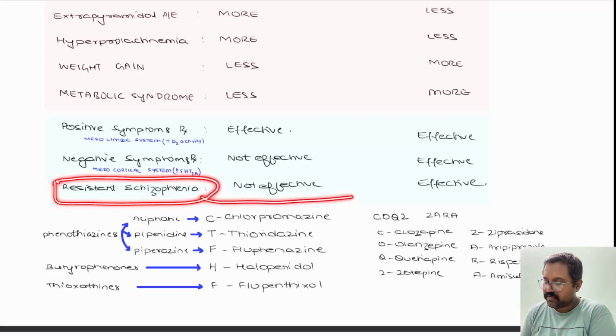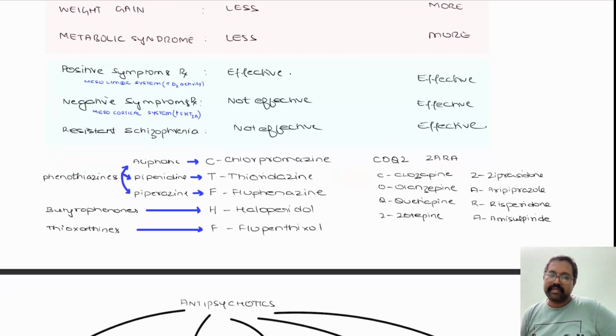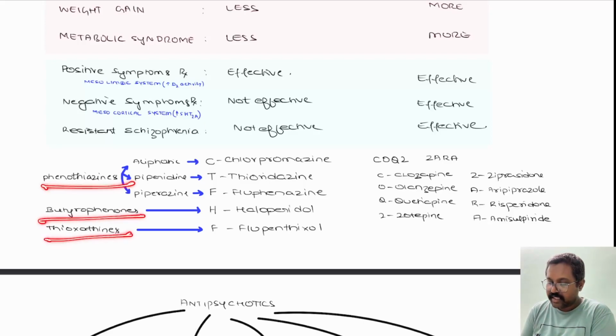Which drug is preferred for resistant schizophrenia? For resistant schizophrenia, we use clozapine, which is an atypical antipsychotic. So how to remember the typical and atypical antipsychotics? We have three groups of drugs: the phenothiazines, butyrophenones, and thioxanthenes.